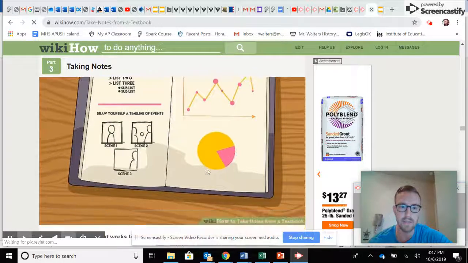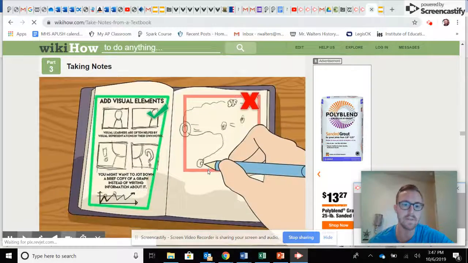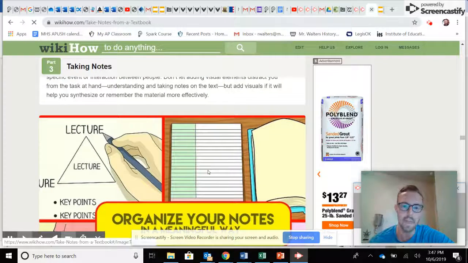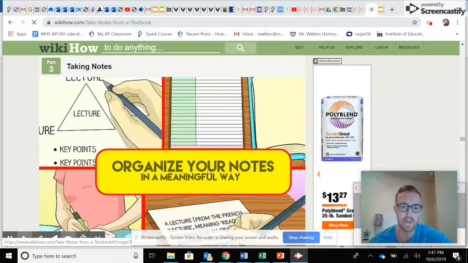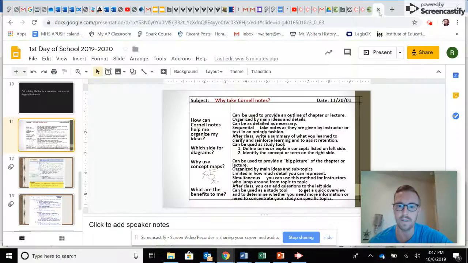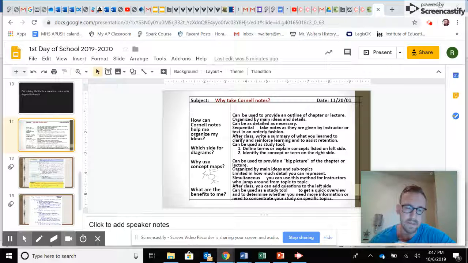They give you an example of recreating a timeline of events, adding visual elements, again, drawing it for yourself, utilizing any kind of graphic organizer, again, is outstanding. I wanted to show you some examples of what those can look like. So here's some Cornell notes.